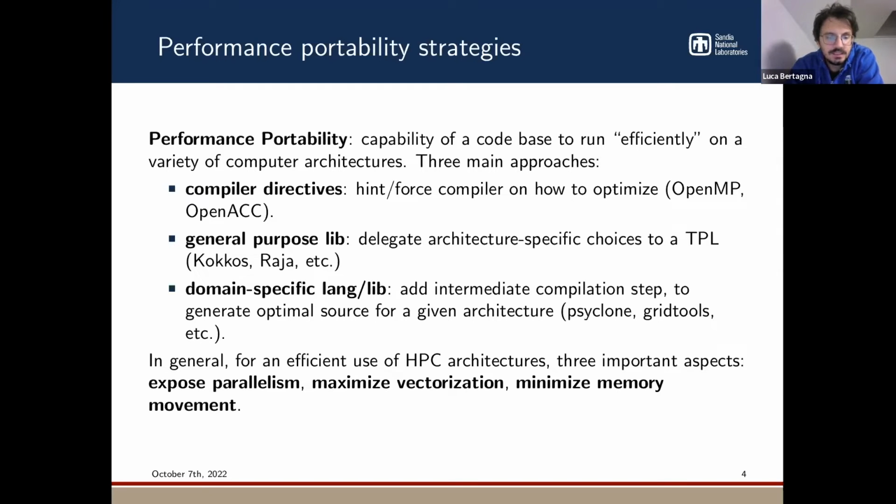The second is maximize vectorization. Vectorization is one of the cheapest and most effective ways to get flops per watt of power on CPU architecture. So this is mostly a CPU-centric important aspect, but not necessarily just CPUs, a little bit also in GPUs to some extent. And then the third important aspect is minimize memory movement.